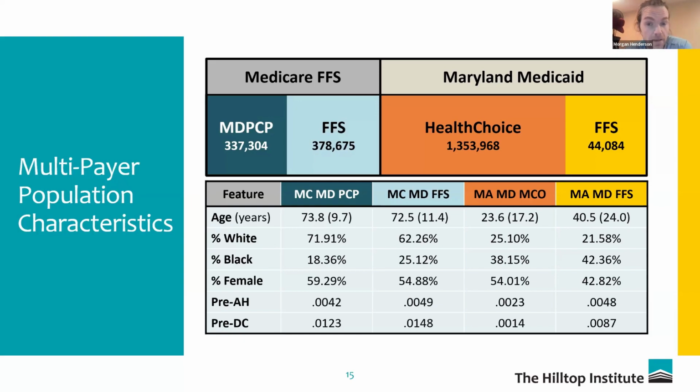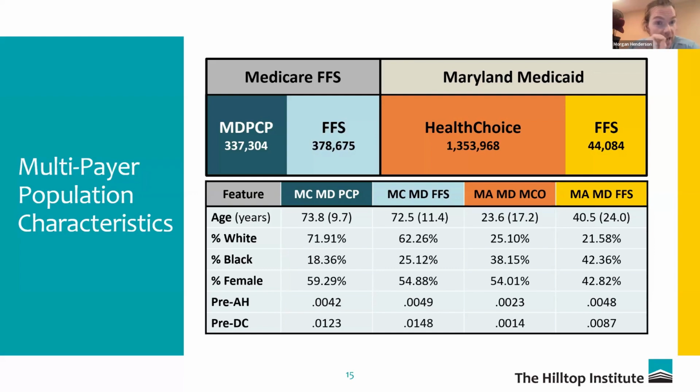We don't want to spend too long on these, but I think the key takeaway of this slide is there's a lot of people that now have risk scores available for them. It's over 2.1 million people. It's almost everyone in Maryland who is either on Medicaid or Medicare fee-for-service. They have risk scores available for them now.